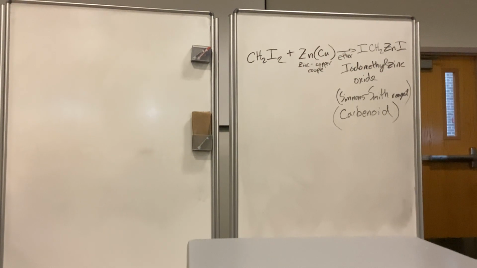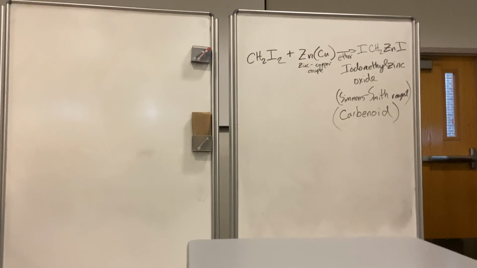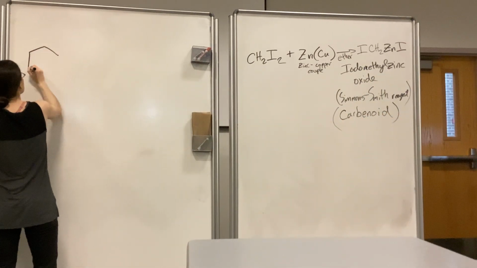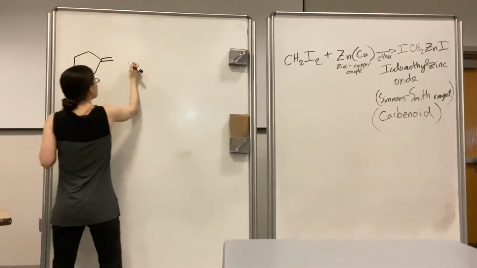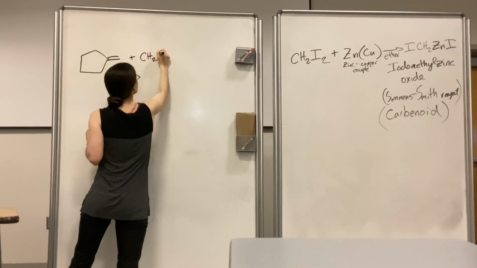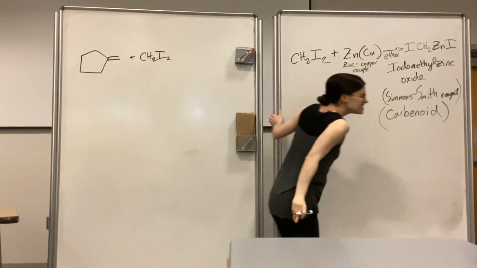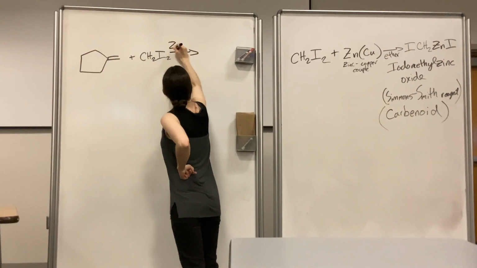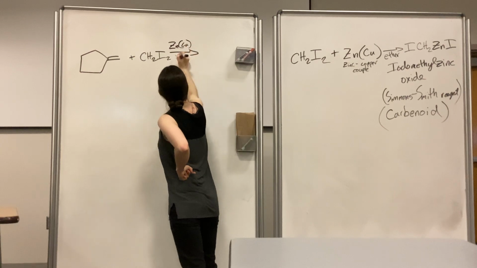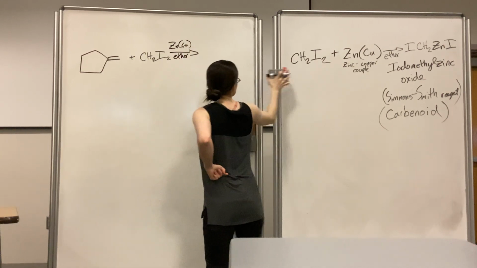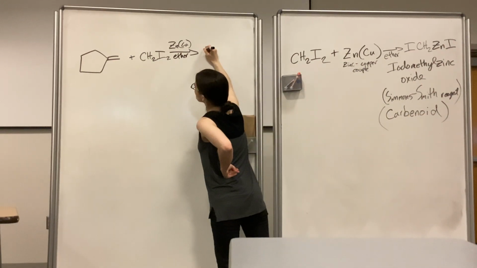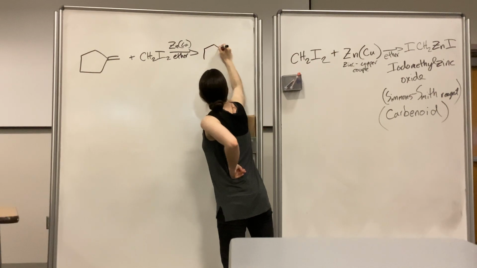Okay. So this gives an example with a 5-membered ring because it hates me deep down inside. CH2I2, Zn(Cu), ether, and instead of drawing that out, they give us this. We do a 5-membered ring.